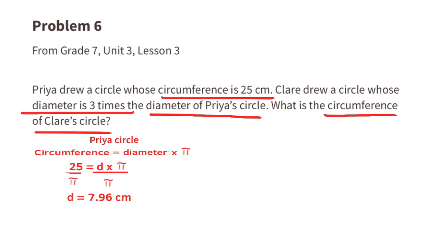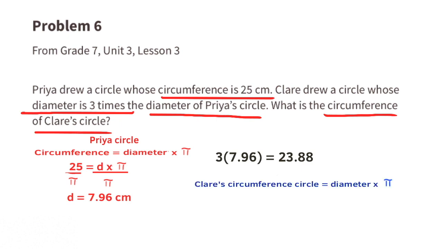The diameter is 7.96 centimeters, and the diameter of Claire's circle is 3 times that. So we need to multiply 3 times 7.96. That's 23.88. Now we need to find the circumference of Claire's circle. The circumference will be the diameter times pi. 23.88 times pi equals approximately 75 centimeters.